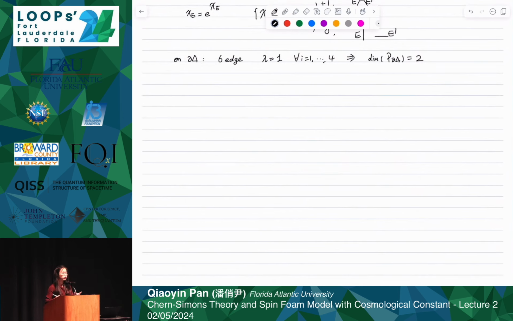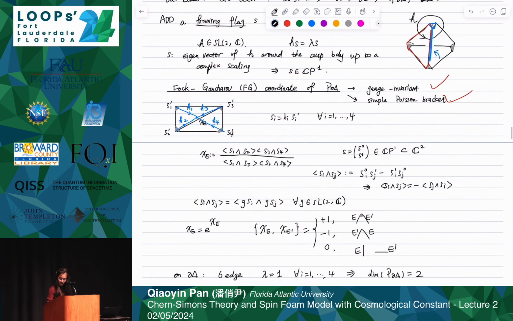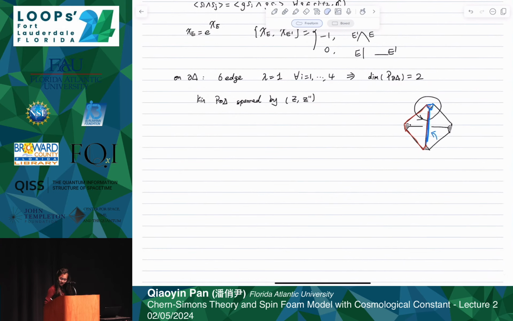Okay, so two dimensions, so we can find two FG coordinates. I would denote the kinematical phase space, spanned by two coordinates, by Z and Z'', and they are located on the edges. They are associated to the edges. I would say this is E, and this is E''. And you will realize that on the opposite edge, they are associated the same FG coordinate, just by direct calculation using the framing flag. And I also introduce a redundant coordinate. I call it Z' on the remaining two edges.